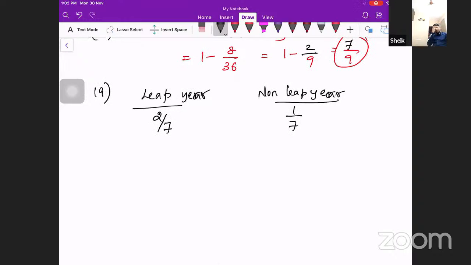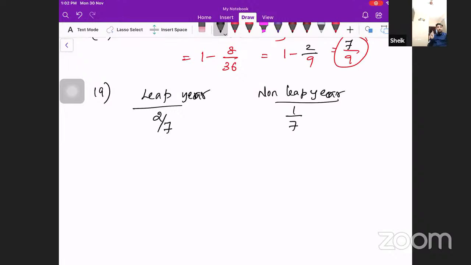Please remember, in the examination, we are not supposed to do these kind of sums. We have to remember the answer and we have to write it. That's it. Sir, non-leap year, probability of getting 53 Sundays or 53 Mondays is going to be 1 by 7. If it is a leap year, probability of getting 53 Sundays or 53 Mondays is going to be 2 by 7. This is what we need to understand.